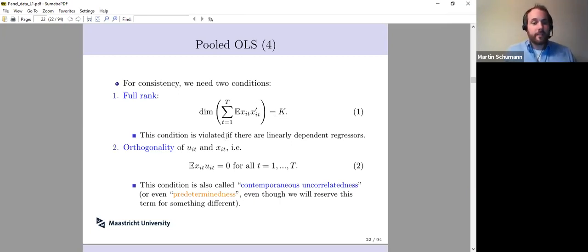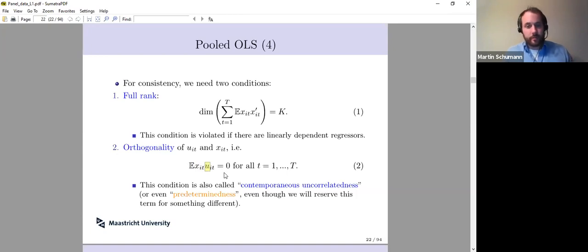The next thing that we need is orthogonality of the model error and the observed characteristics. Orthogonality simply means that these things are uncorrelated, right? So because the model error always has mean 0 when we have an intercept in the model, uncorrelatedness is the same as saying that the expectation of the product of x and u is 0 for every t, right? This condition here is sometimes also called contemporaneous uncorrelatedness. So this is the term that we will use. Because x is uncorrelated to u in the same time period.